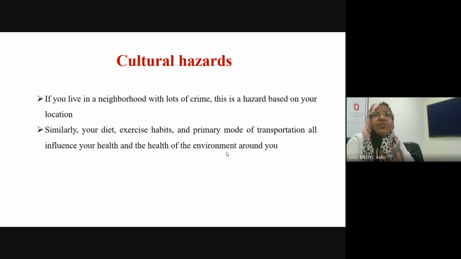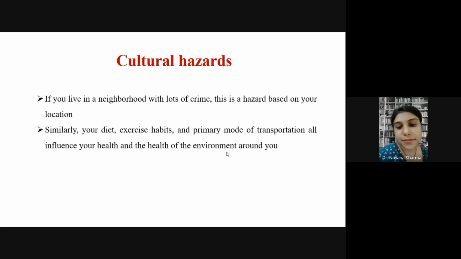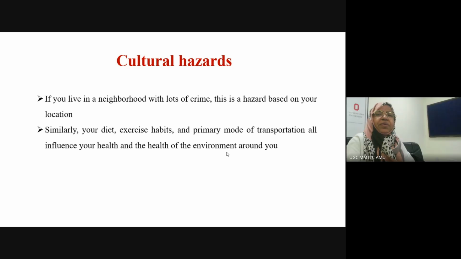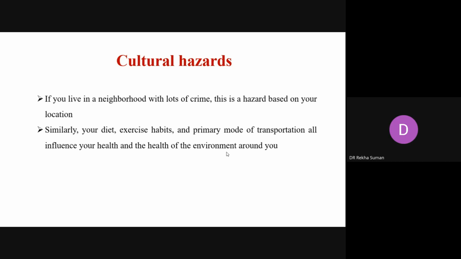If you live in a neighborhood with lots of crime, this is a hazard based on your location. Am I right? Yes, ma'am. Diet, exercise habits, and primary mode of transportation also influence your health and the health of the environment around you. This point is very important.